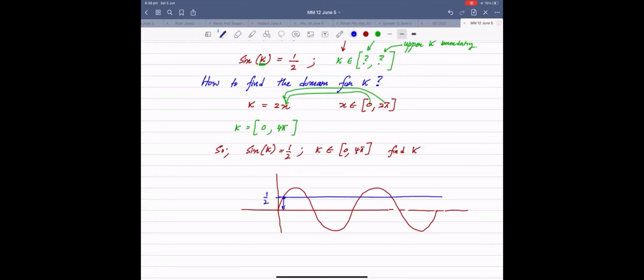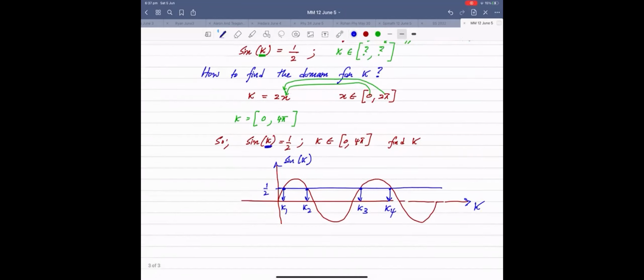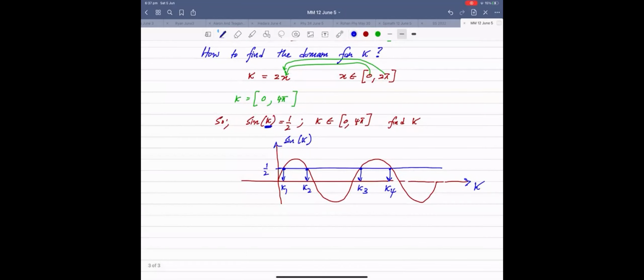How many solutions? 1, 2, 3, four. Now your x-axis would be k. Why? Because you have k, right? The y-axis would be sin k. Be specific. Now you get k values: k1, k2, k3, k4. Why? You have k here, right? Then what are the values? This value is easy, right?